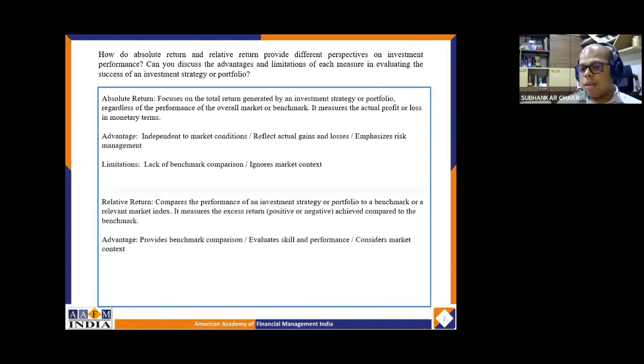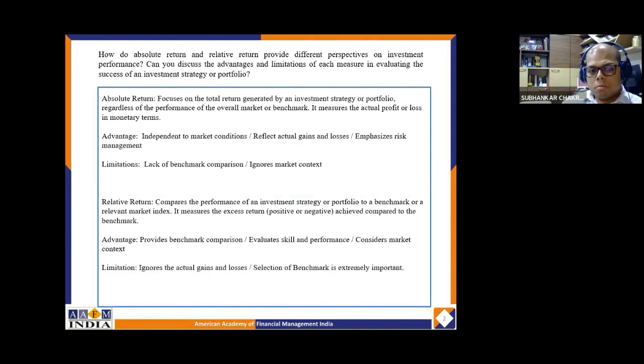Benchmark comparison मिल जाता है. It actually helps you to evaluate the skill and performance of the fund or the fund manager, and it considers the market context. So that is the advantage. It stays well within the market, and it gives you a reflection of where the market is. If the market is bad, it's going to give you a return which is related to that. So let's say equity funds have not performed in the last 1 or 2 years because the market was bad. So it actually gives you the context that the market is bad, इसलिए ये खराब हुआ, right? So that is the advantage of relative return.